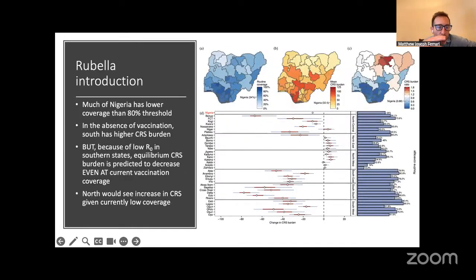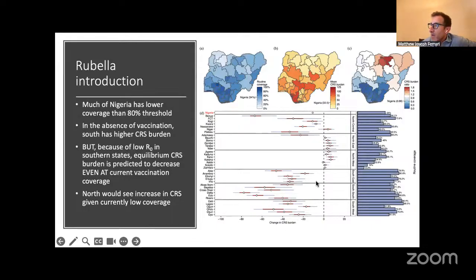And so work that was led here by Taishi Nakaze developed dynamical models to project what the consequences of introduction of rubella vaccination would be. What this figure shows on the x-axis is the change in the CRS burden relative to baseline. The dotted line here is the baseline CRS risk, and anything that moves to the left would be a reduction in CRS over a 30-year period following introduction at current vaccination rates, and everything at the right would be an increase in risk in CRS over 30 years.